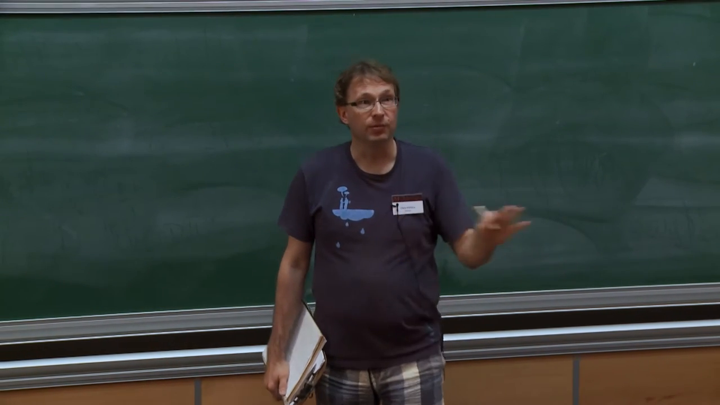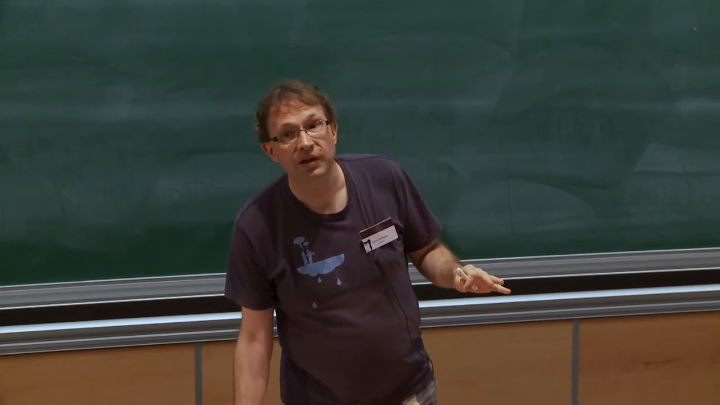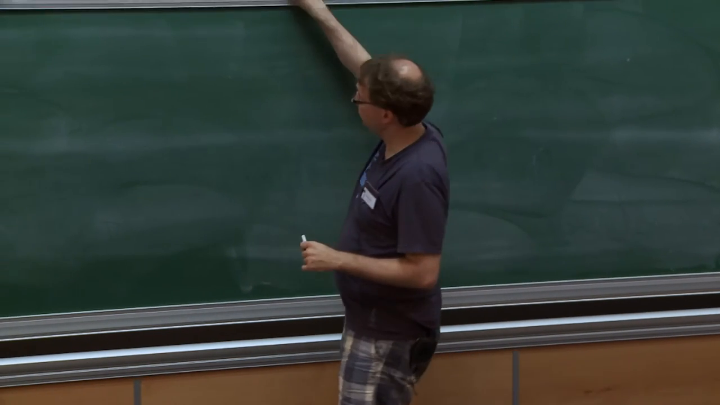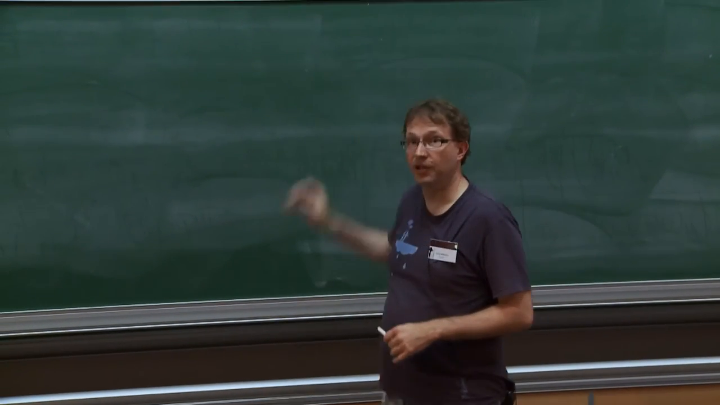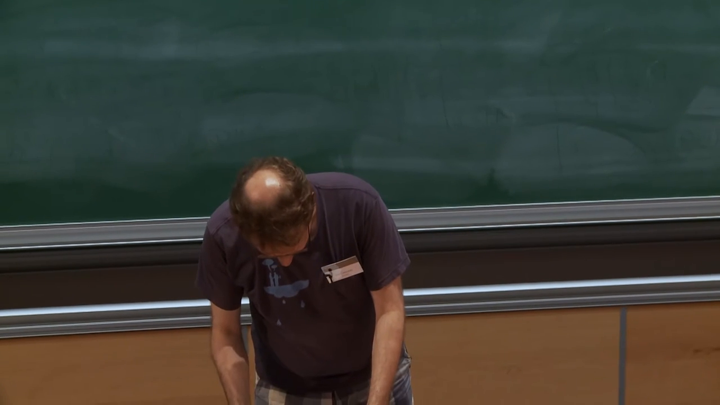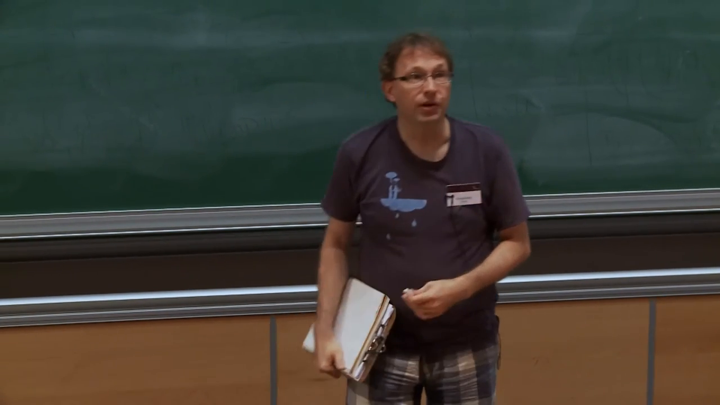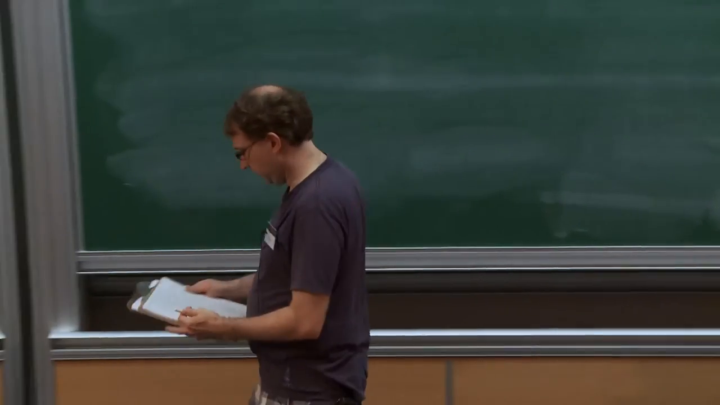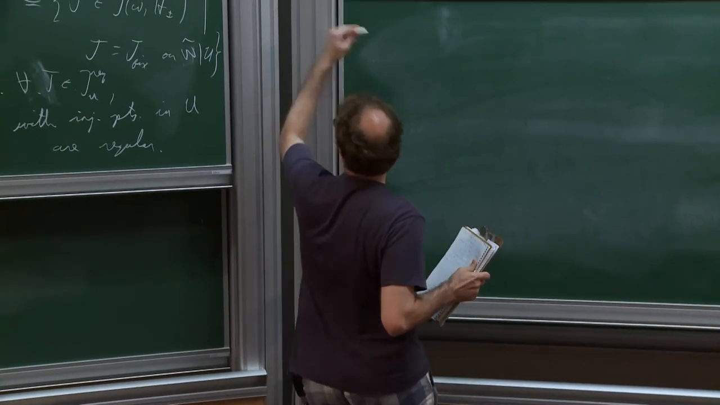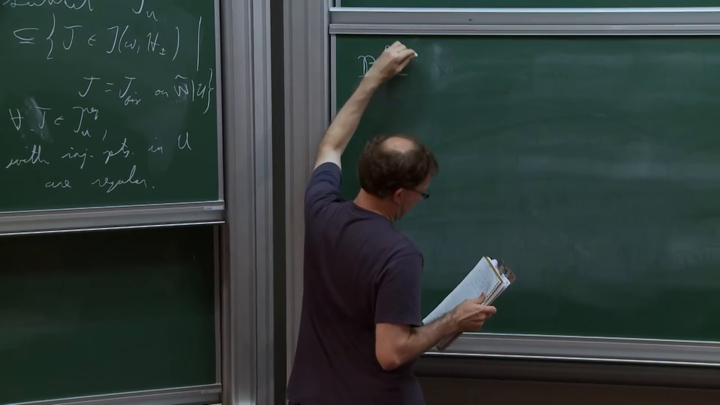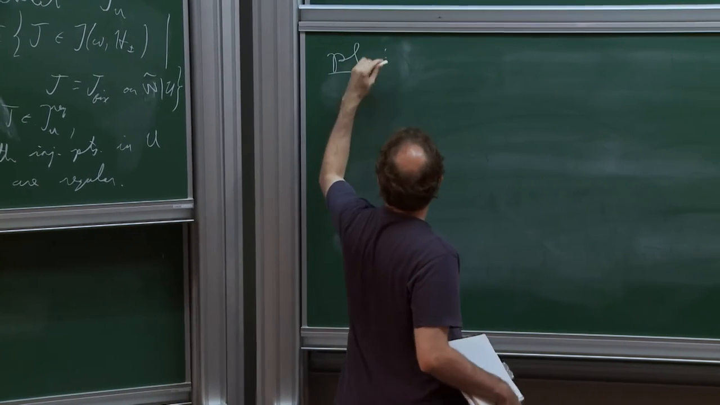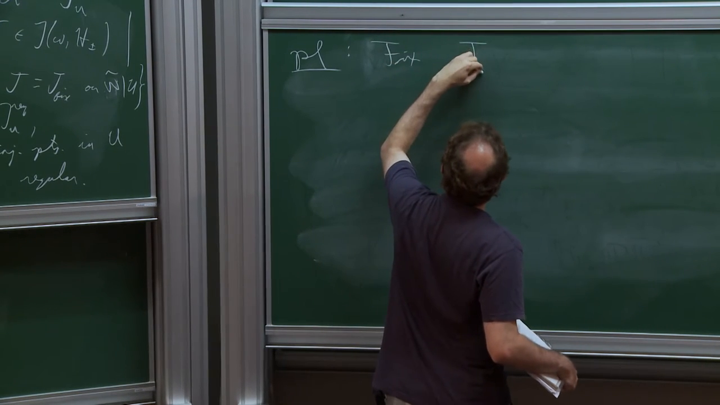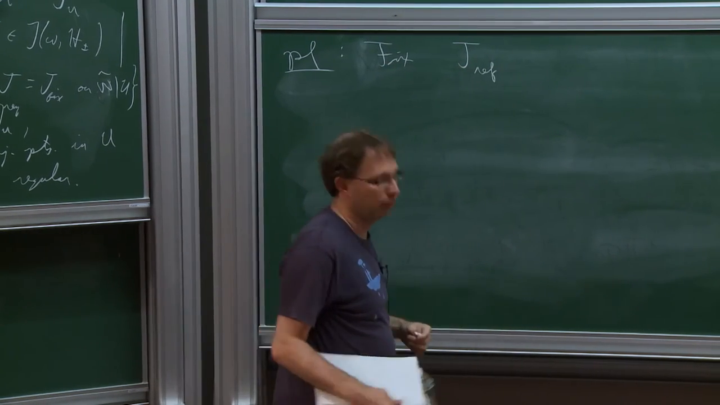I'd rather have everything in the picture be smooth, except for, of course, the maps themselves are going to be of Sobolev class. But I'd like J to be smooth so that my nonlinear Fredholm section is smooth. So I'm going to adopt Floer's solution to that problem, which is to define the following object. So, proof. Let's fix another almost complex structure that I will call the reference J, J ref.